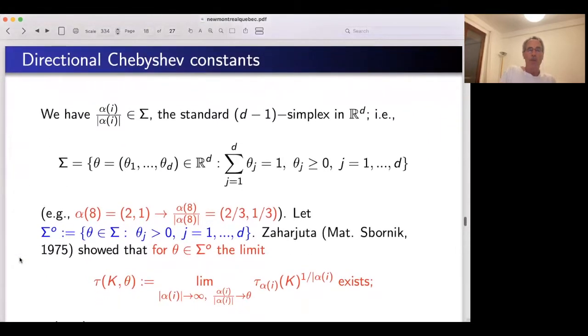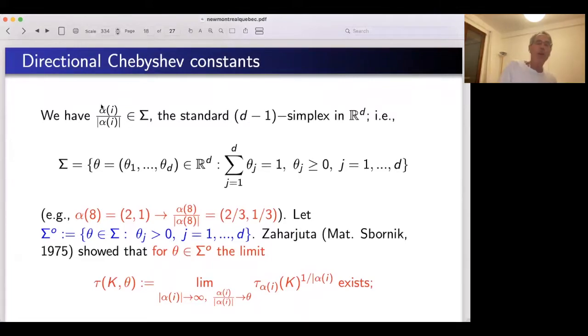And this is an idea that goes back to Zaharjuta. If I take a multi-index and I normalize by dividing by its length, for example, I take that 8th guy, I take 2 comma 1, 2 plus 1 is 3, so I form this new normalized guy, 2/3, 1/3, that gives me a point on the standard simplex in R^d, the standard d minus 1 simplex in R^d. So just think d equals 2. So the standard 1 simplex is just the segment connecting 1, 0, and 0, 1. Okay, so you're getting points whose coordinates add up to 1 on this line. So 2/3, 1/3 is a particular point. Okay, so I'll call such a point theta.